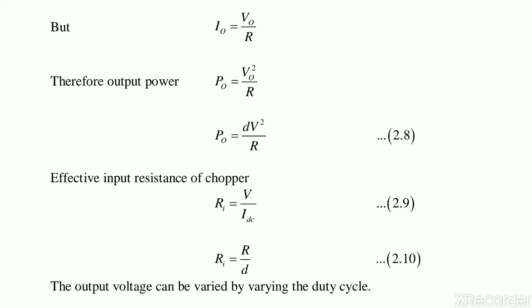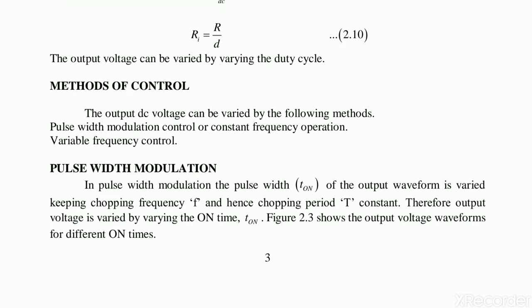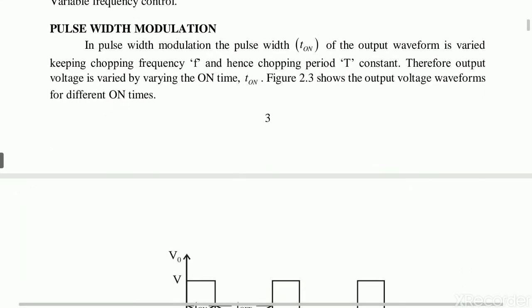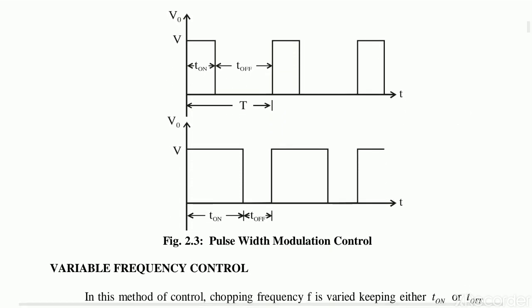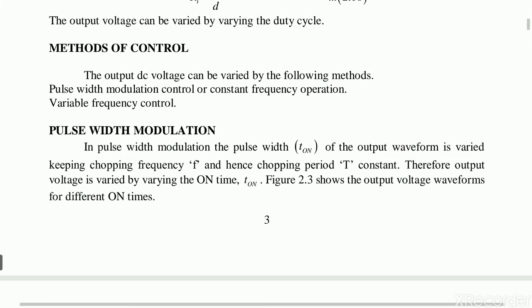In next session, we will cover control techniques in the step down chopper. So let's discuss the methods of control in step down chopper. There are in total two types of methods used to control output voltage in the step down chopper, that is pulse width modulation control, and second one is variable frequency control. These are very simple control techniques. We will see them one by one.